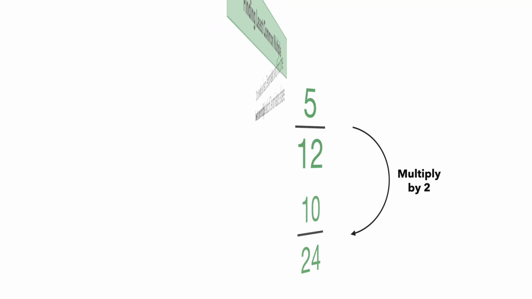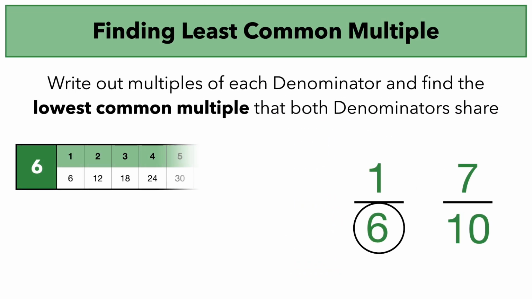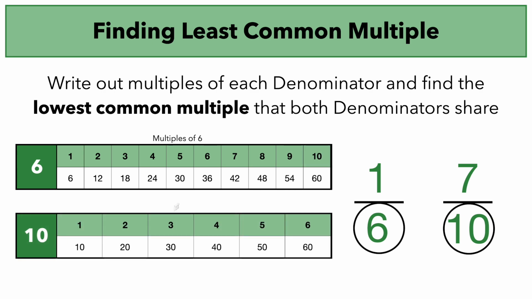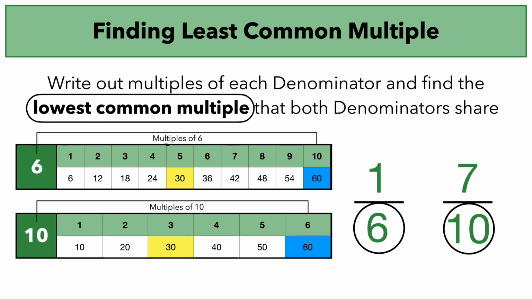Let's do another example of this strategy with 1/6 and 7/10. First let's find the multiples of 6, and then we're going to find the multiples of 10 here. Again, 6 times 10 is going to give us 60, and 10 times 6 is 60. Those would be the multiply opposite strategy, but they also still share a lower common multiple of 30 here. So that's what we're going to go with, because that's the lowest common multiple that they share.